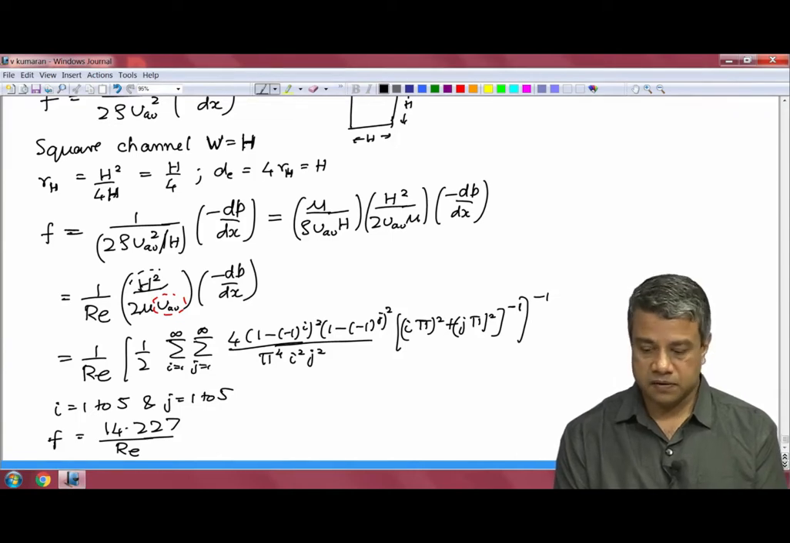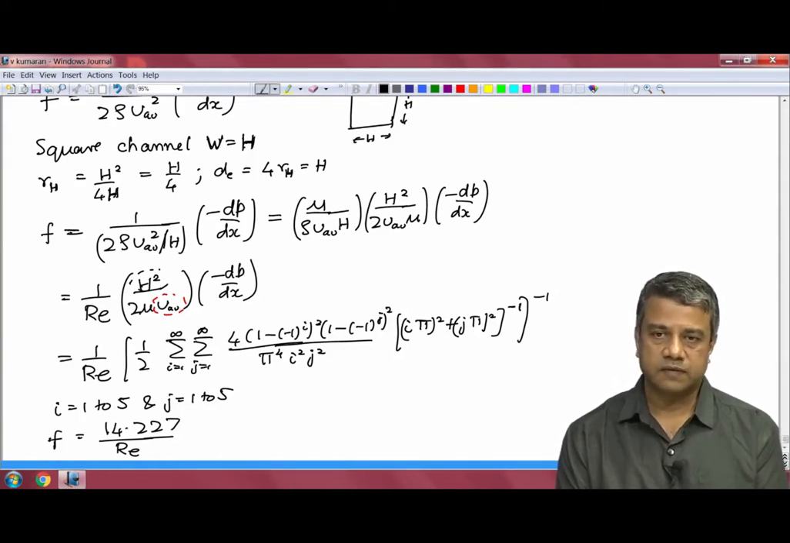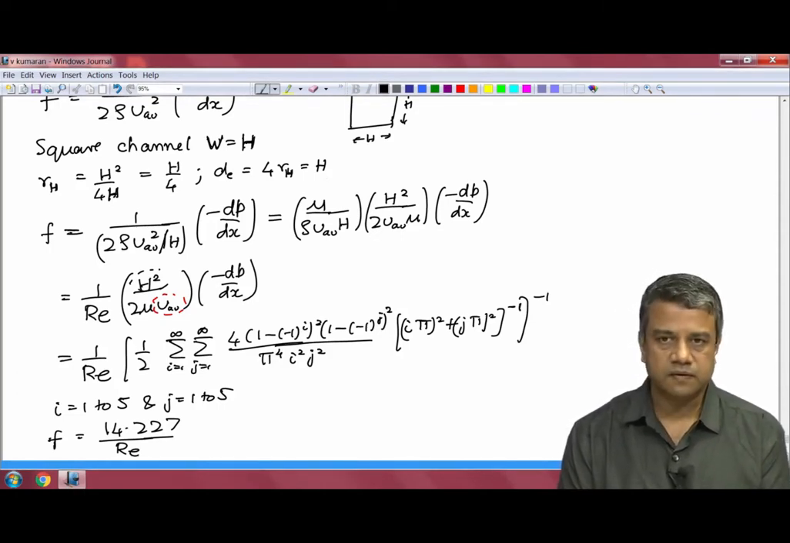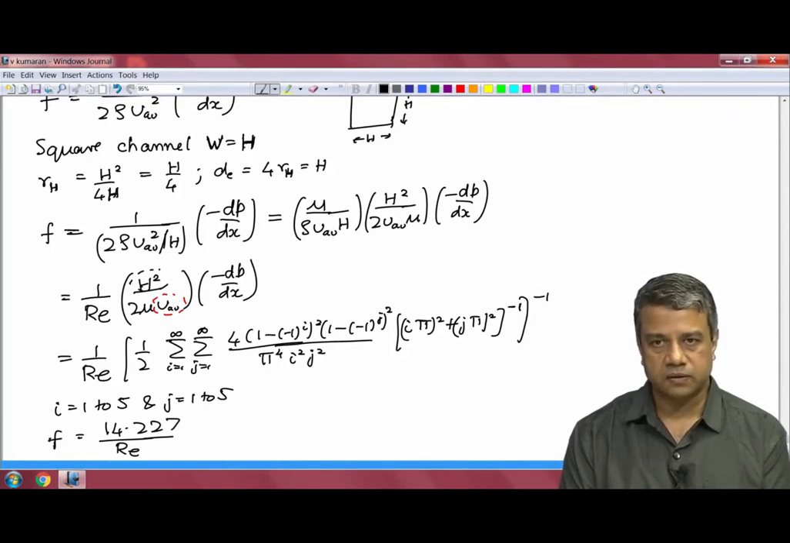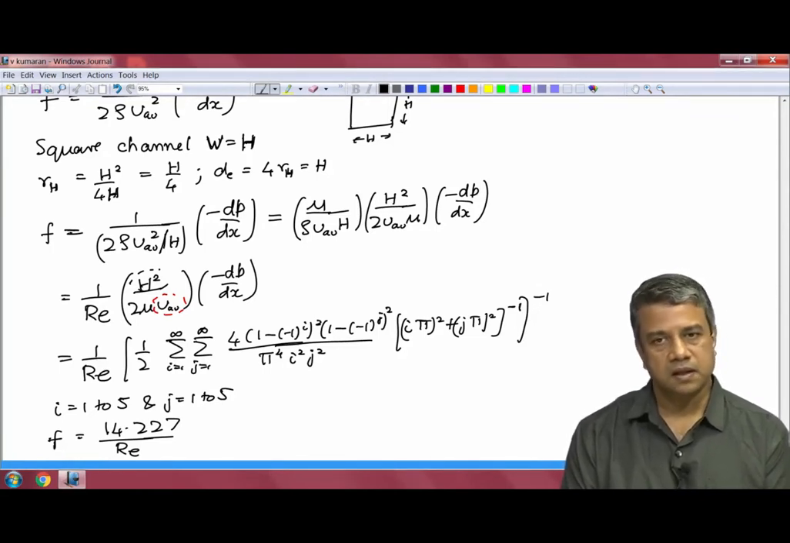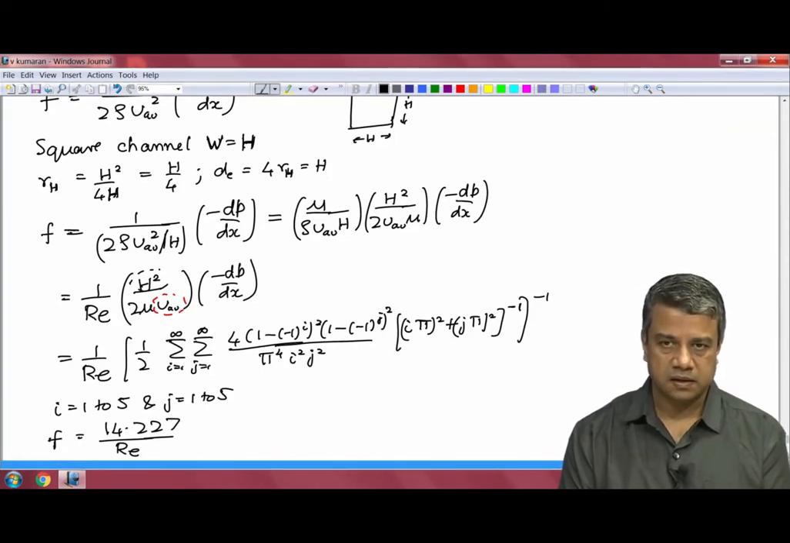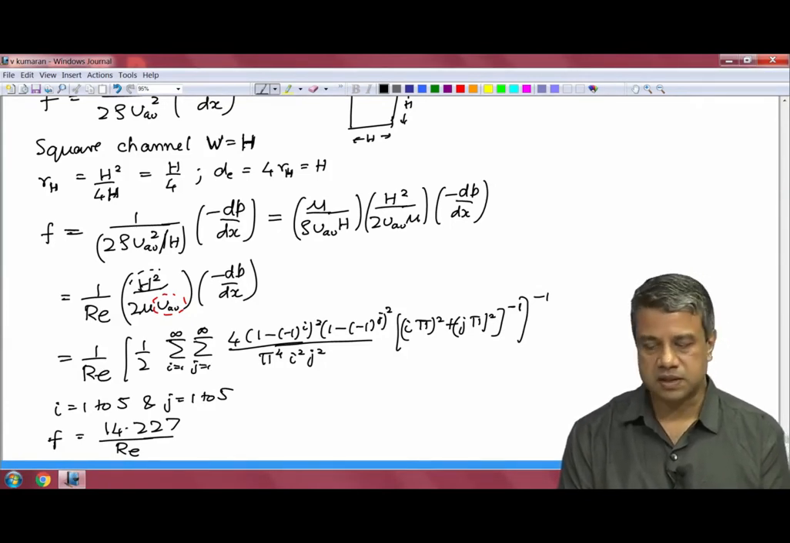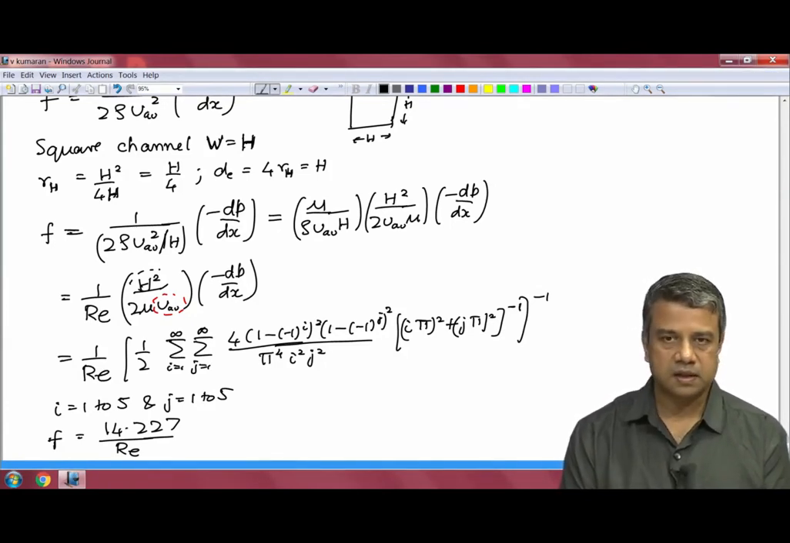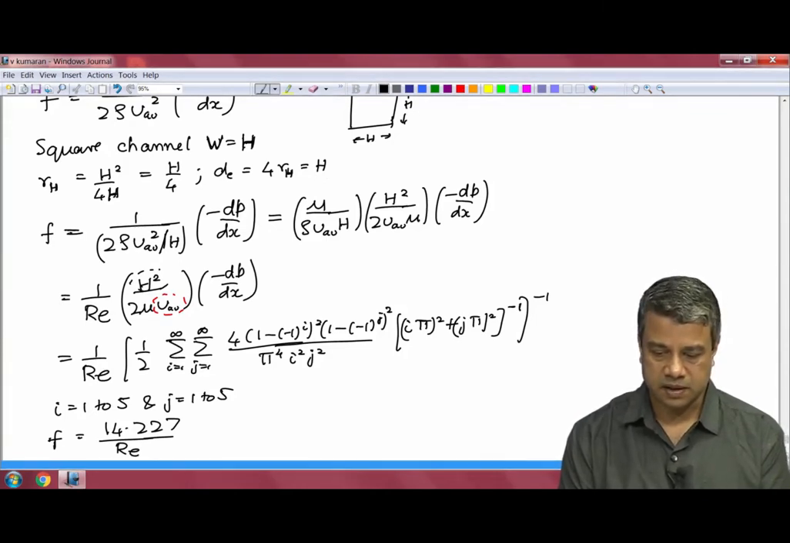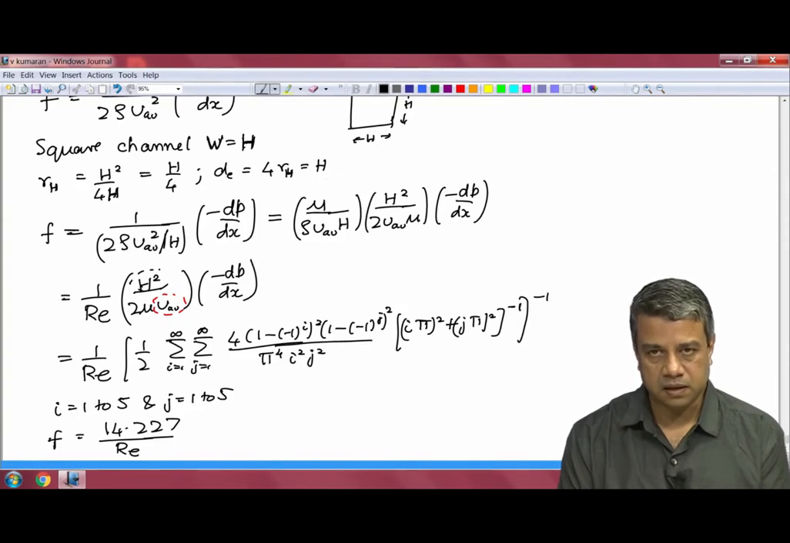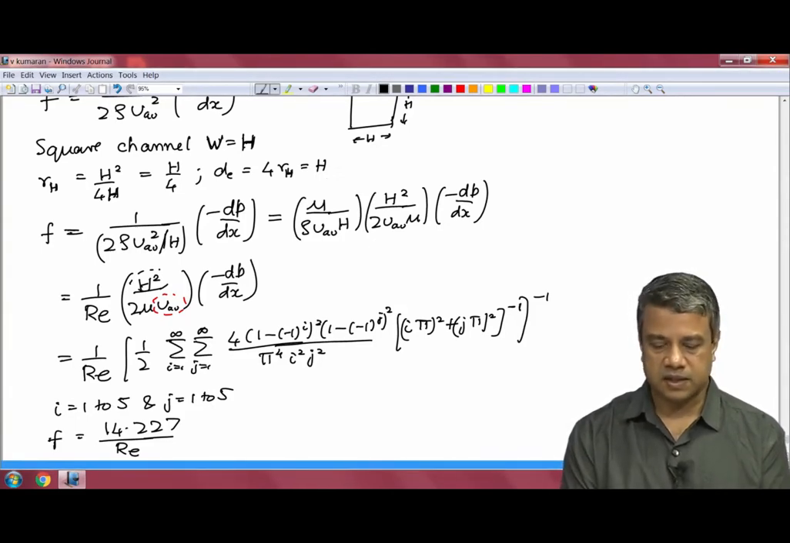So, using this separation of variables procedure, we have managed to find out the friction factor correlation for a rectangular channel. I simplified it here for you for a square channel, but it is quite easy to do the same calculation for a rectangular channel for any ratio of width and height. It's just a matter of substituting W and H into these equations and then simplifying the equations. That's the only thing that needs to be done, and using the appropriate equivalent diameter, which turned out to be equal to the side H for a square channel in this case.